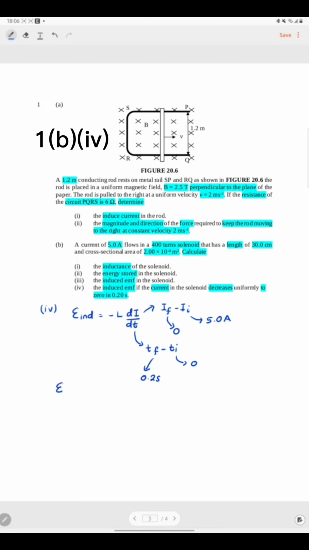So I write again, this is the equation that we are going to use: induced EMF equals negative L di over dt. The value of L I got in the previous calculation is 1.34 times 10 to the power of negative 4. di is I final minus I initial, so 0 minus 5, divided by 0.2 minus 0, which is 0.2. When you press your calculator, you will get the answer 3.35 times 10 to the power of negative 3 volt. So this is the EMF produced due to the change of current.